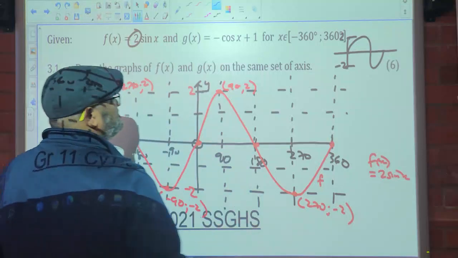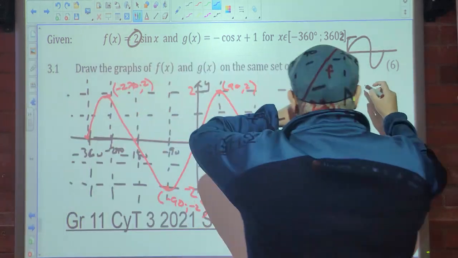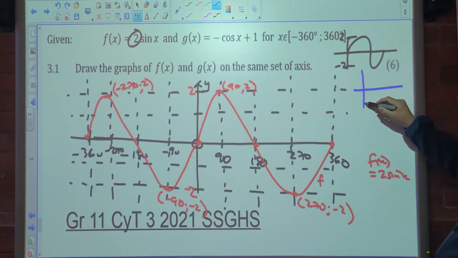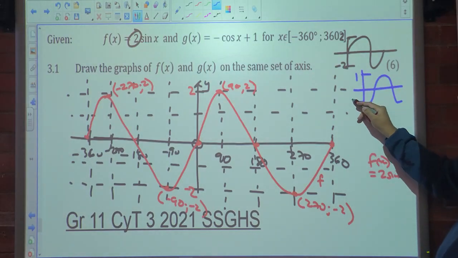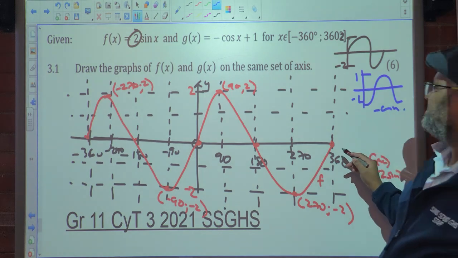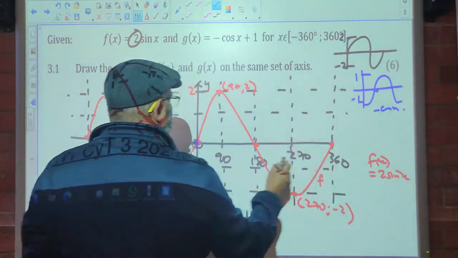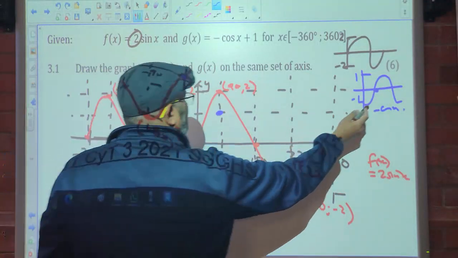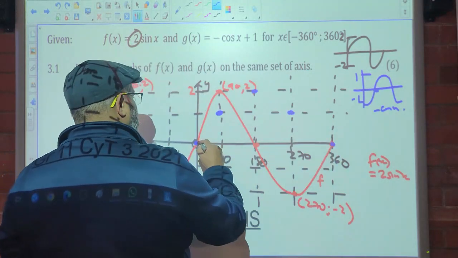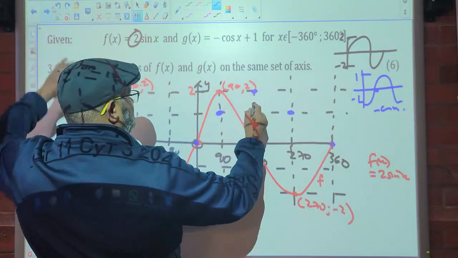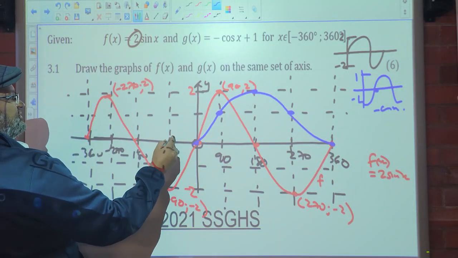Look at the g of x graph. The g of x graph is the negative cos x graph, which looks like that. But it also moves 1 unit up. So if it moves 1 unit up, that goes to 0. Normally 90 goes to 1 now, and 180, which is 1, goes to 2. And again, connect the dots there. Okay, and it gets repeated here.